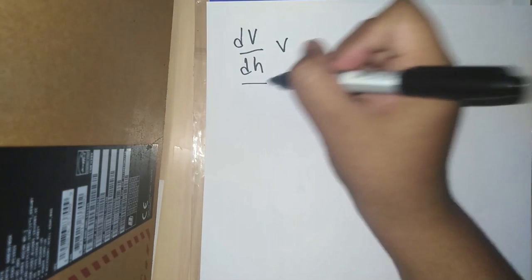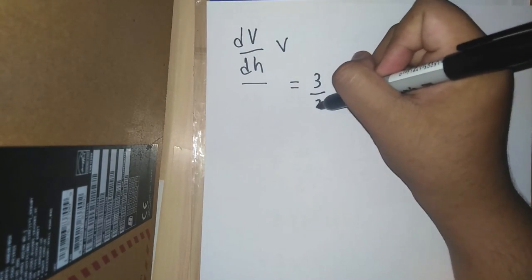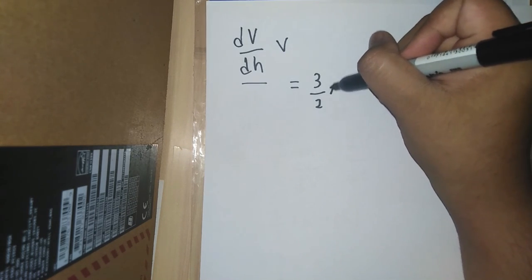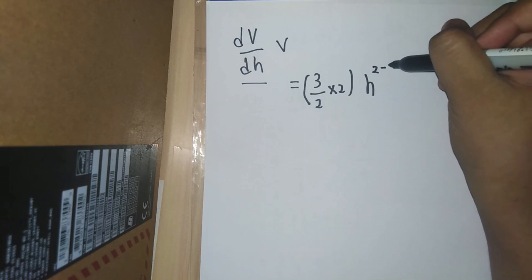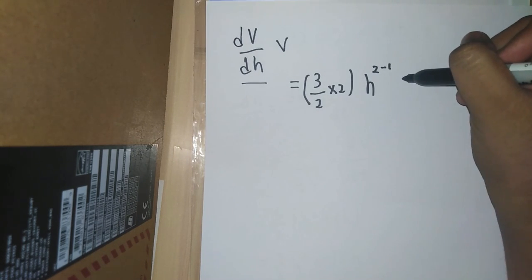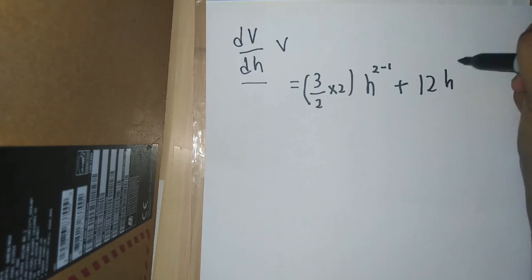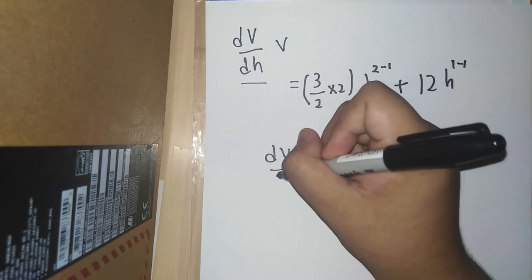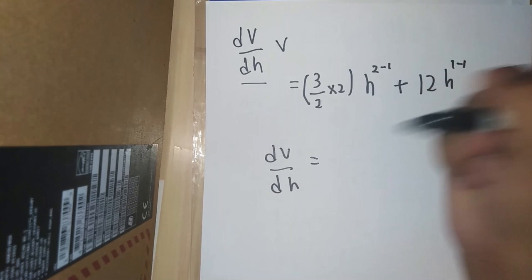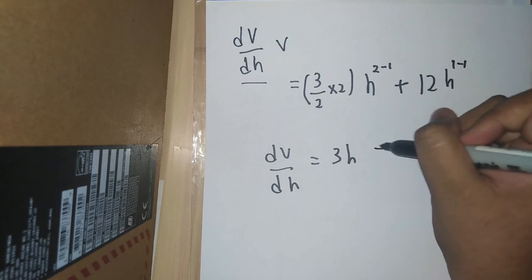So we will get 3 over 2 times 2 h to the power of 2 minus 1 plus 12h to the power of 1 minus 1, and we will get dV over dh is 3h plus 12.